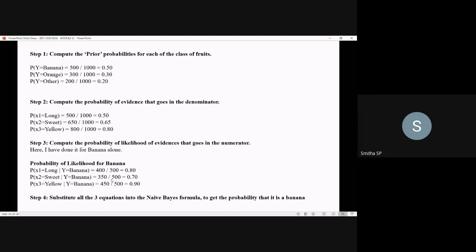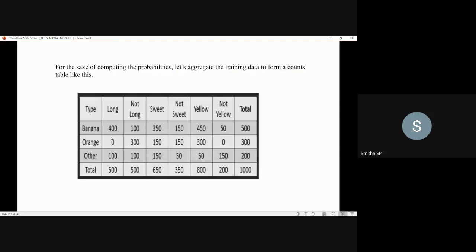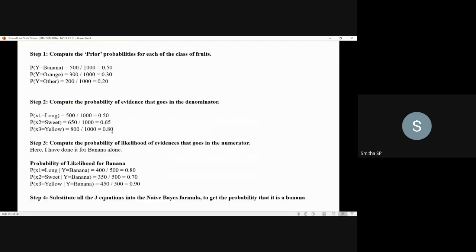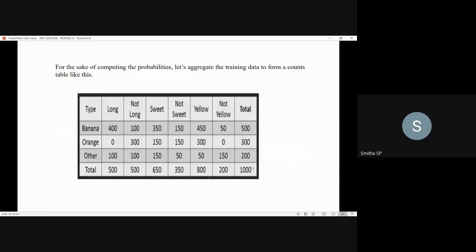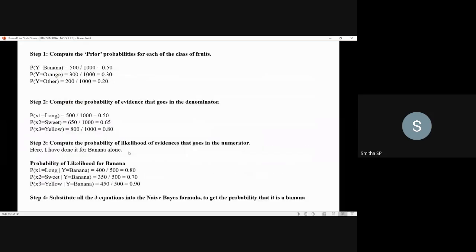By looking into the table, you have this tabulation data. In that they have mentioned these values. For long, the value they have mentioned is 400. So 400 divided by how many fruits you have, how many count you have for banana? 500 count. Here you are not taking the total count of fruits, since I am computing the probability of likelihood only for banana. I am taking the total count of only bananas. So 400 divided by 500. What is the probability you will obtain here? 0.80.